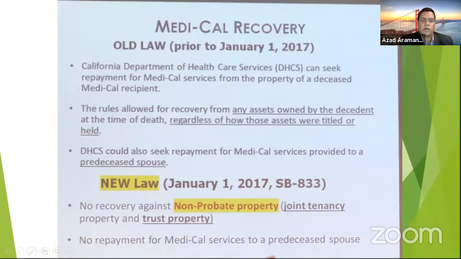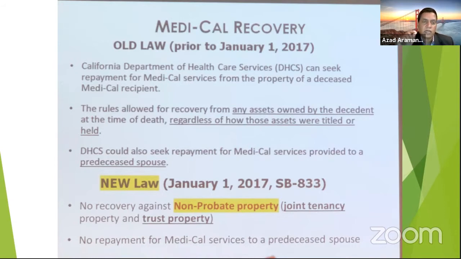Now, a couple of legal medical recovery, I talked about it. As per the old law, this is what California Department of Healthcare Services can seek repayment of medical services from the property of the deceased medical recipient. So there's a medical recipient, they can seek the repayment from the estate. The rules allowed for the recovery from any assets owned by the decedent at the time of death, regardless of how those assets were titled or held. That's a key. Regardless of how those assets were titled or held.